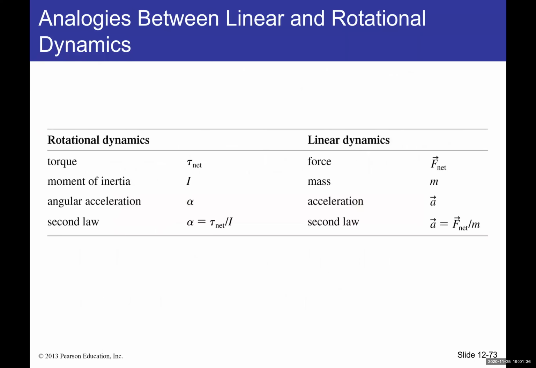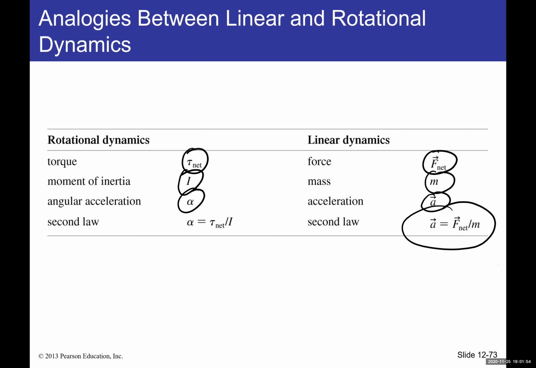So, to summarize, we have rotational dynamics and linear dynamics and their equivalents. Net torque is equivalent to the net force. The mass equivalent is the moment of inertia. The acceleration equivalent is angular acceleration. This is the second law for the linear system, and this is the second law for the rotational system. Alpha equals net torque over I, just like a equals net force over mass.